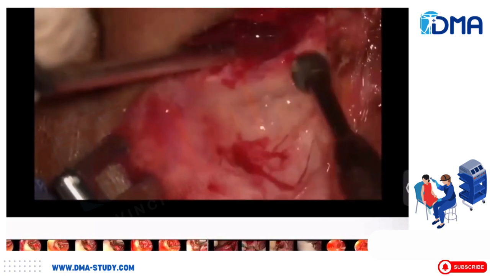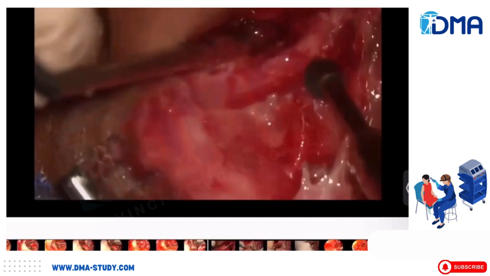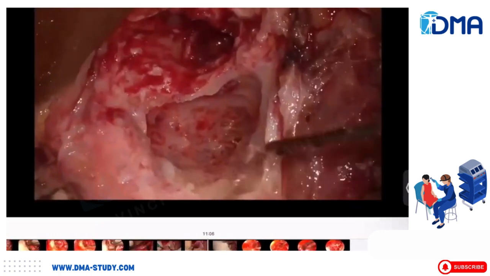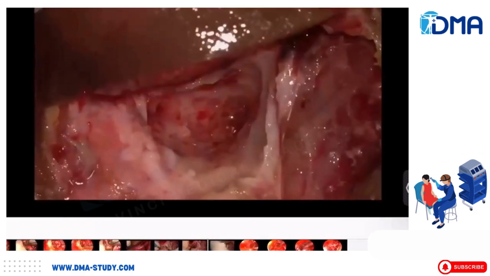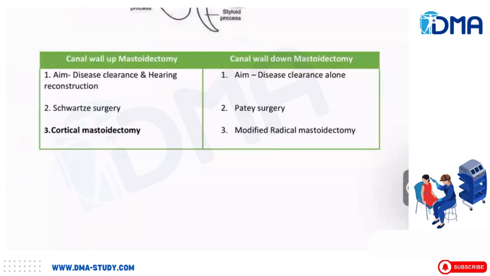So the drilling should be continued till the mastoid antrum. Once the drilling has been completed, we have established communication between the middle ear in front and the mastoid cell cavity behind. So this marks the completion of our surgery. This is called cortical mastoidectomy or canal wall up mastoidectomy.